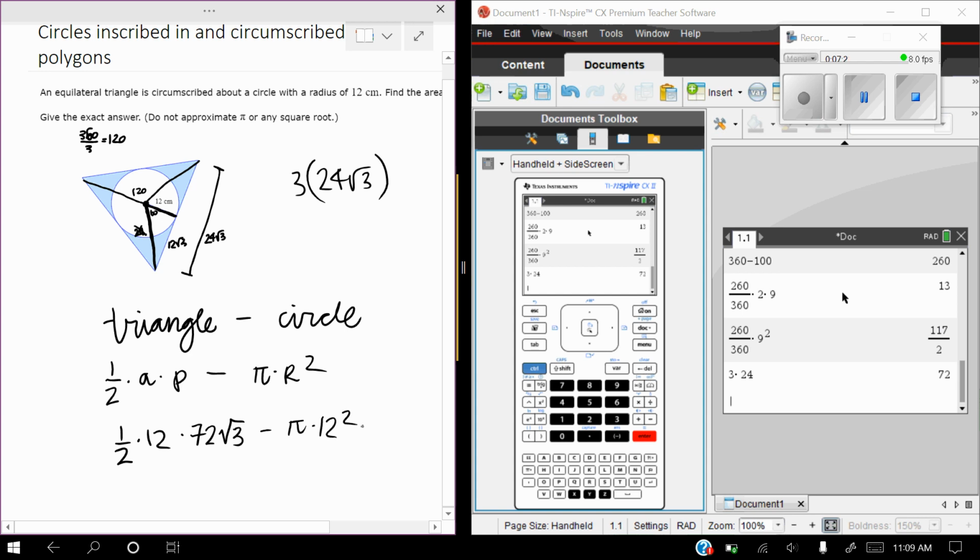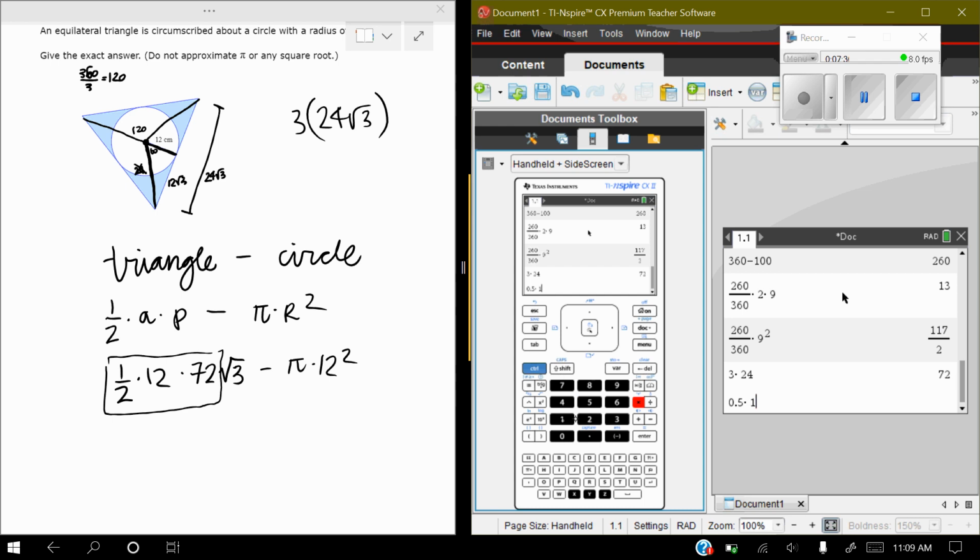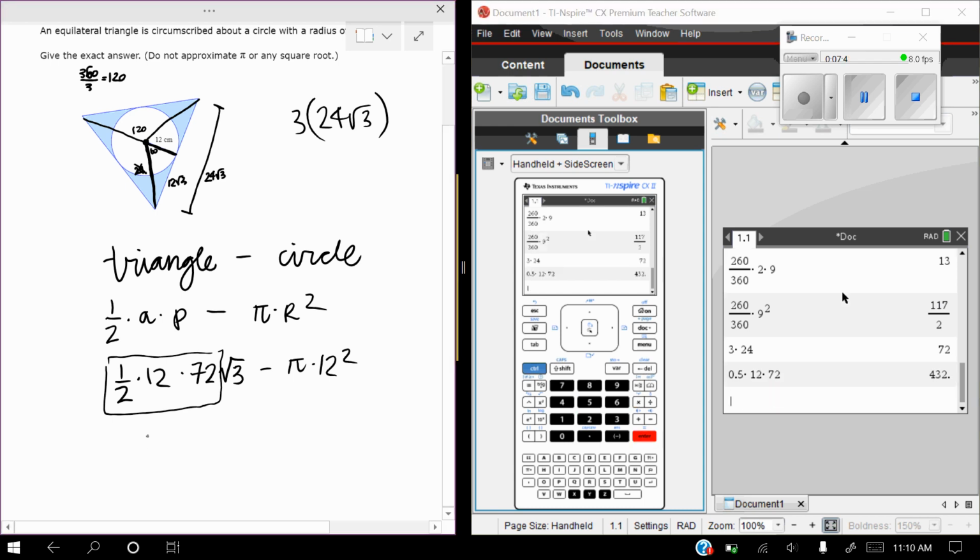Now this tells us to give it the exact answer. Don't approximate pi, don't approximate square roots. So it's going to be a weird looking answer, but that's okay. I'm going to focus on the numbers that are not the square root. I'm going to go 1/2 times 12 times 72, which is 432 square roots of 3. And then to do this in terms of pi, I'm just going to do the 12 squared, which is 144 times pi. And that's my answer. That's the exact answer. It looks unreal, but that is actually what we're looking for.